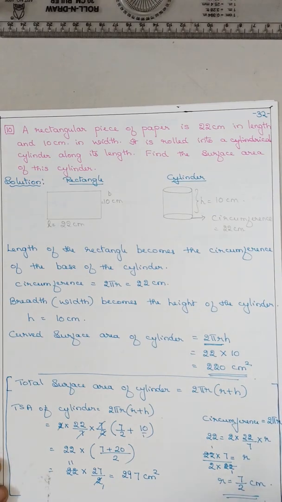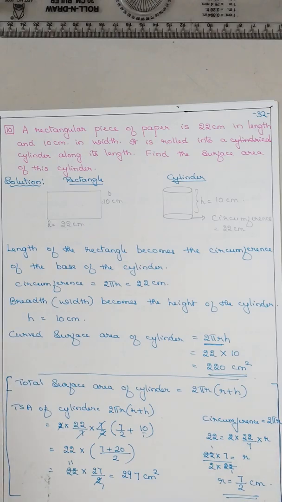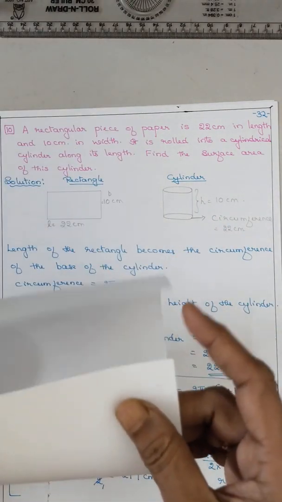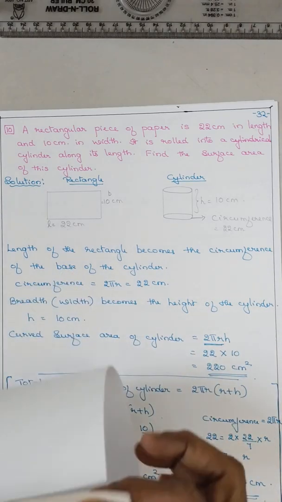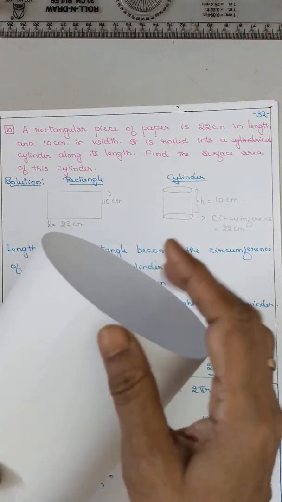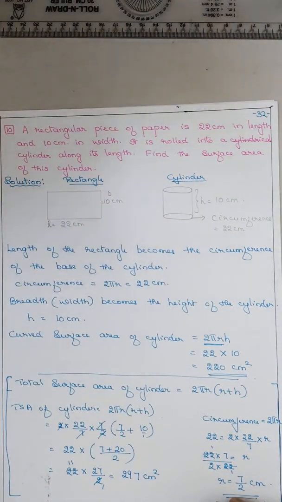Now coming to how the rectangle becomes a cylinder. This is a rectangular sheet. The length, it is rolled into a cylinder. So the length becomes what? The circumference of the cylinder, isn't it? And the breadth becomes the height of the cylinder. That you have to remember.